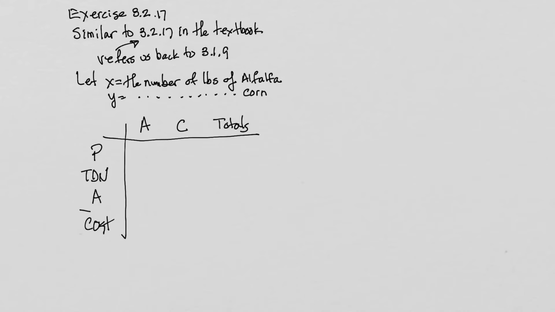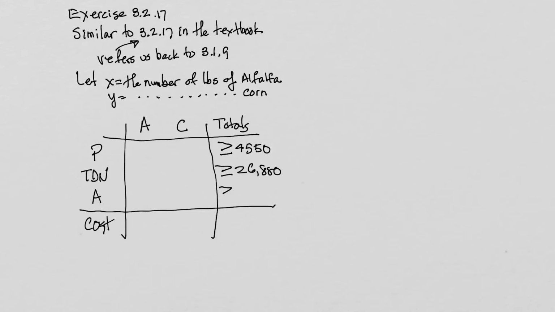So if we try to make our table here, we can just read through the problem and see what we're going to get. I'm just reading right through this problem. It starts off, a dairy farmer concludes that his small herd of cows will need at least 4,550 pounds of protein. So this is at least, which means greater than or equal to 4,550. Then it is at least 26,880, again greater than or equal to 26,880 of TDN, and at least 43,200 international units of vitamin A. So greater than or equal to 43,200.